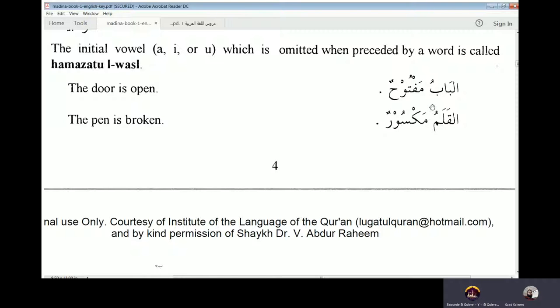Hamzatul wasl. The door is open. Al-babu maftuhun. The pen is broken. Al-kalamu maksurun.